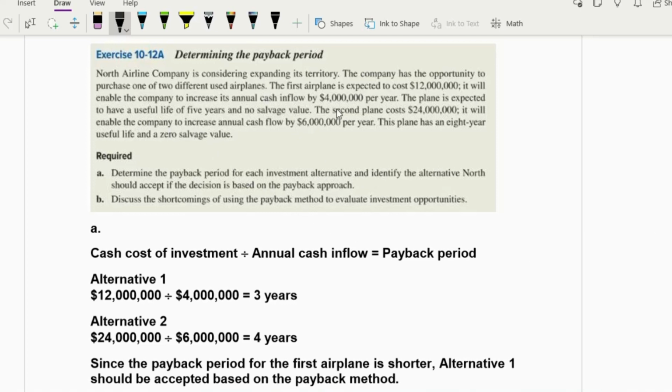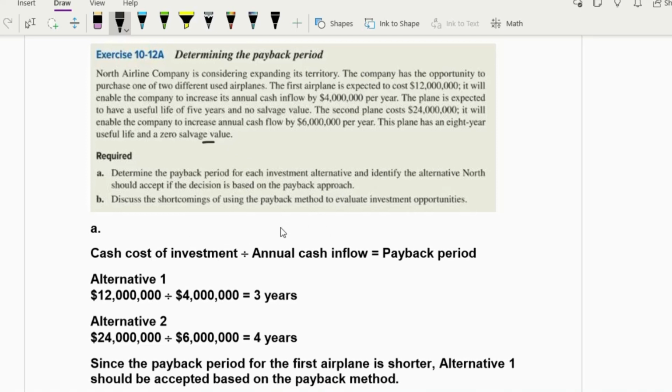no salvage value. The second plane costs $24 million. It will enable the company to increase annual cash flow by $6 million per year. This plane has an 8-year useful life and zero salvage value. Determine the payback period for each investment alternative and identify the alternative North should accept.